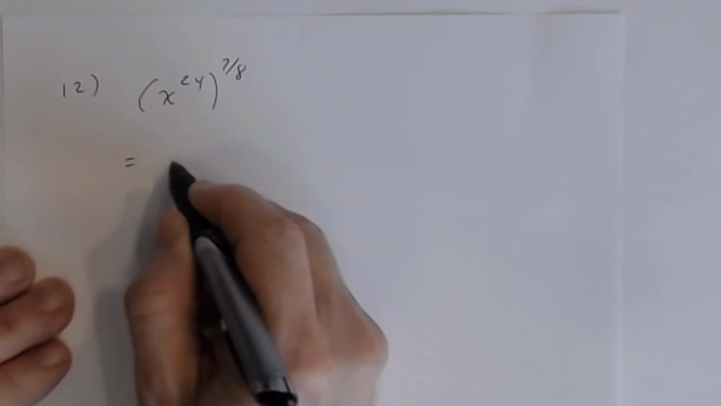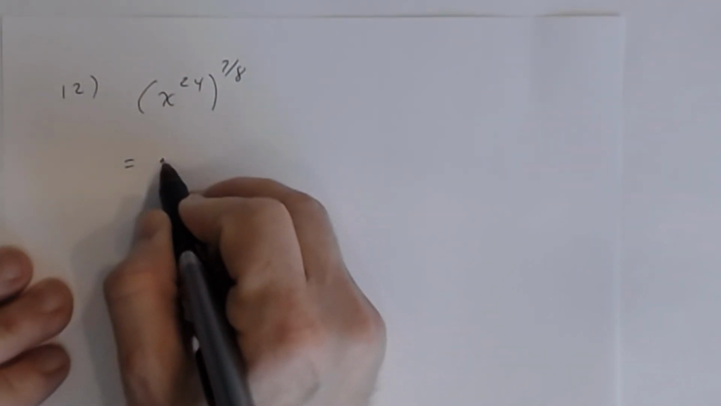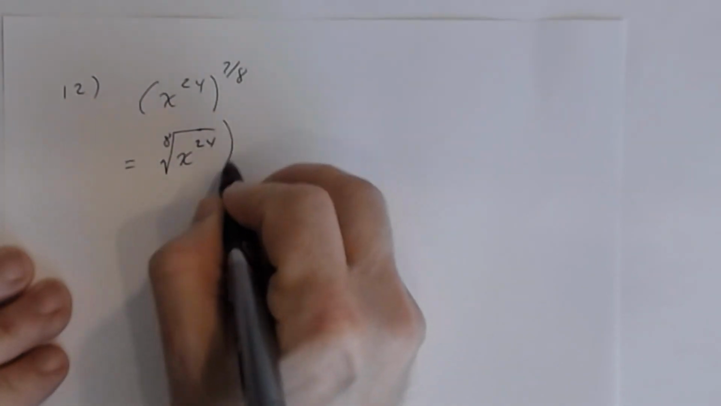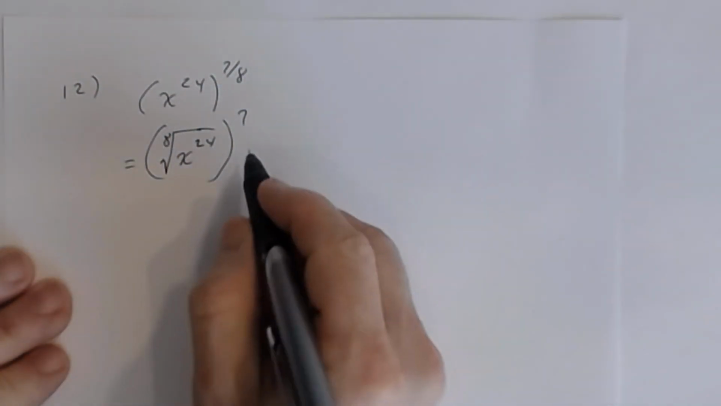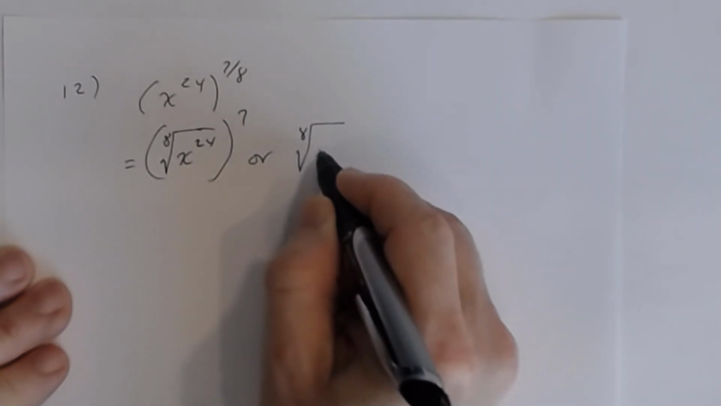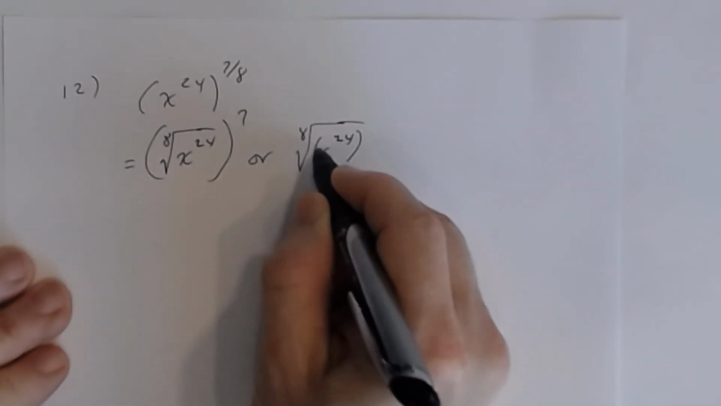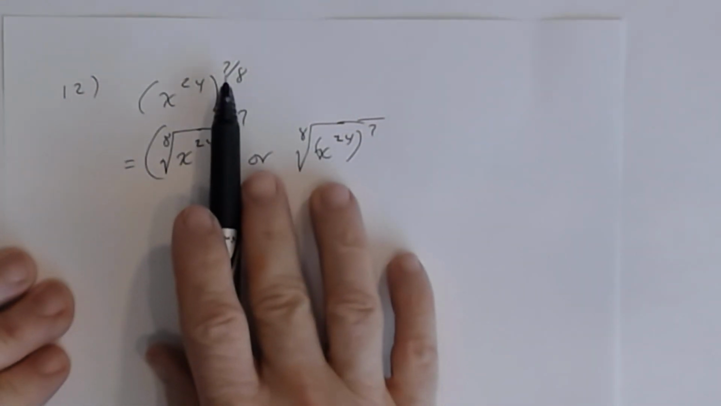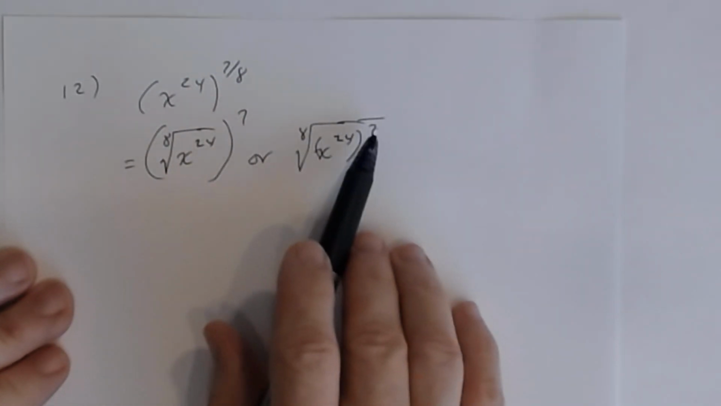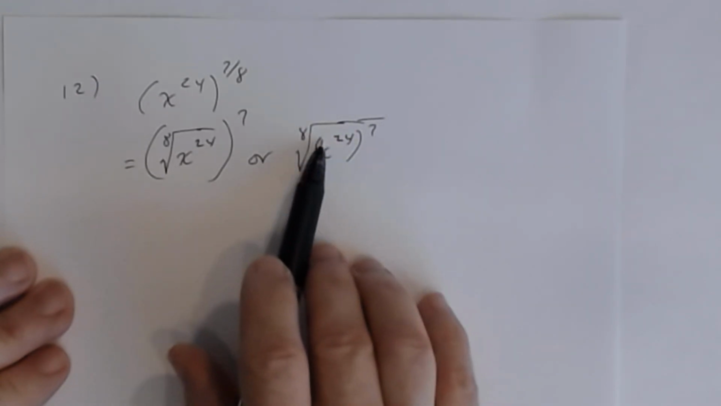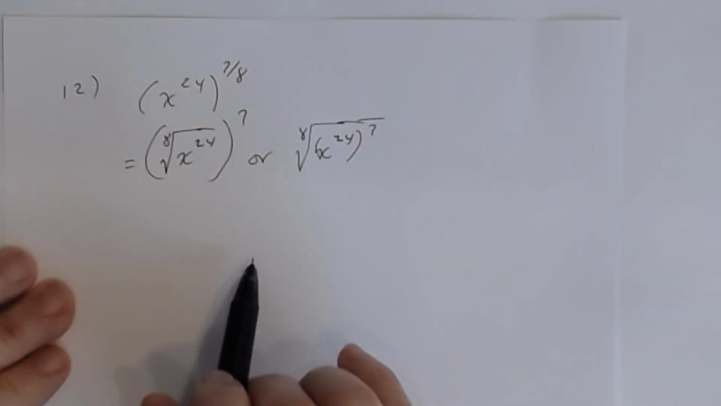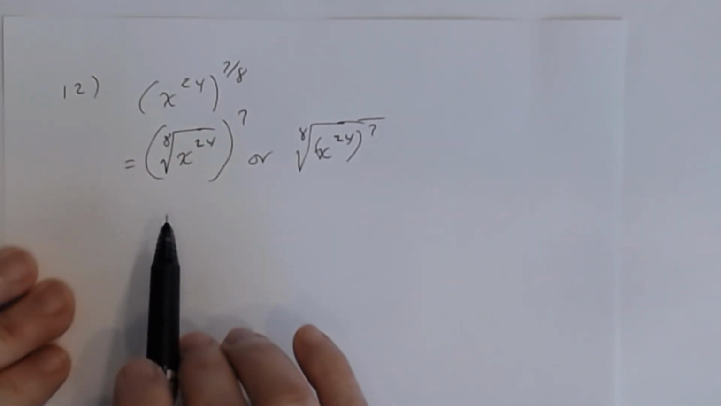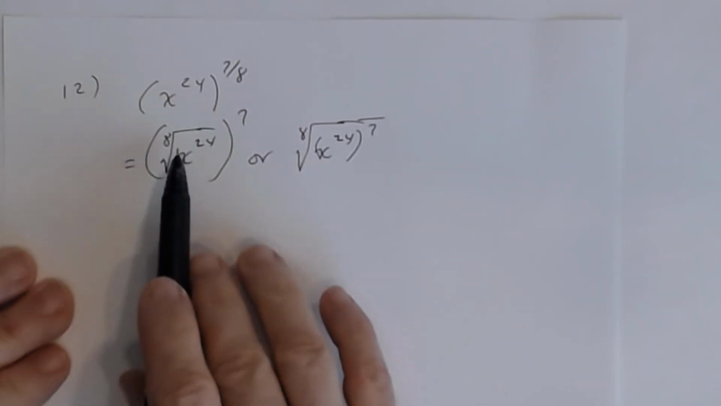All right, but remember, as a radical, this means this. It means the eighth root of x to the 24th, all raised to the 7th power, or the eighth root of x to the 24th, that in parentheses, raised to the 7th power. So notice when I put the numerator, which is going to be the exponent, on the inside, I need parentheses inside as well. All right. It is so much easier to write it like this because when you simplify, this is so much easier to simplify than this one.